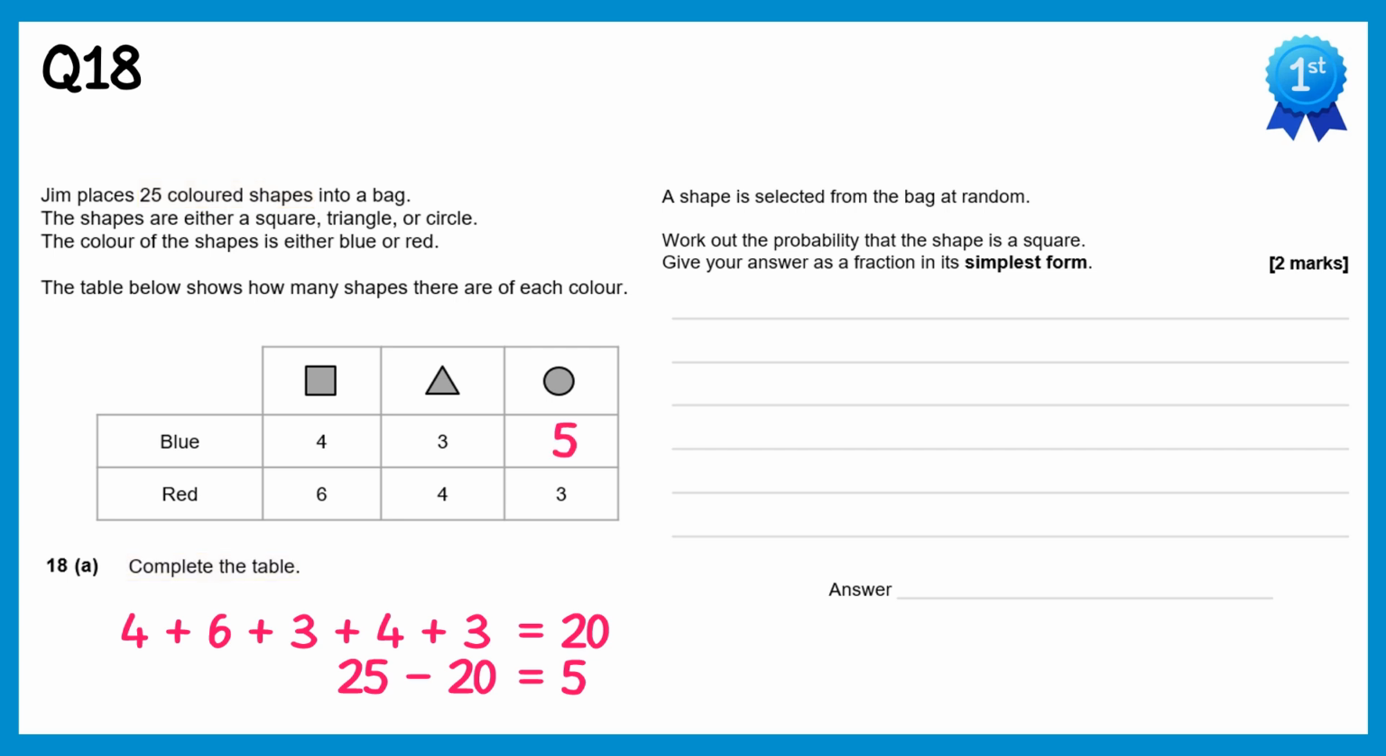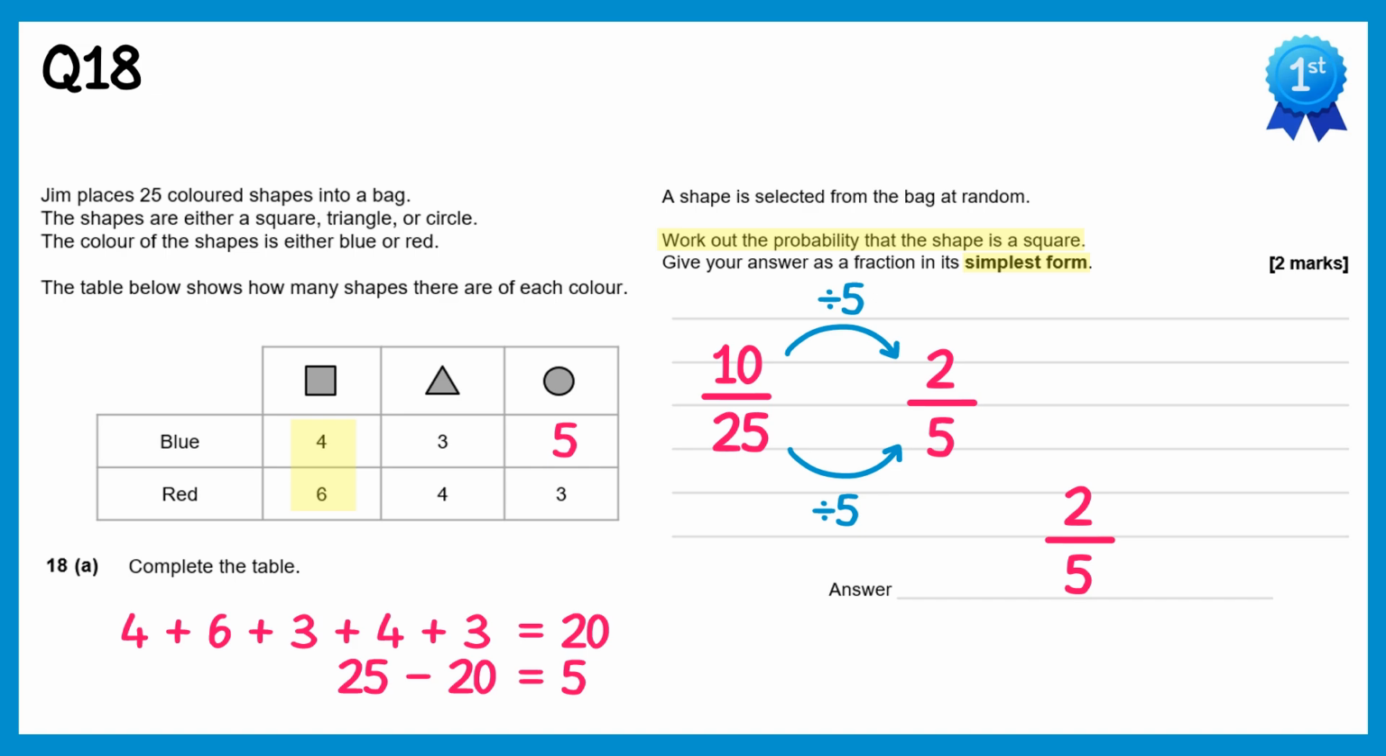For the next part we need to work out the probability that a shape selected at random is a square. So if you look at the squares, we've got 4 blue squares and 6 red squares, so in total there are 10 squares. We know there are 25 shapes altogether, so we've got 10 over 25. The question asks for this fraction in simplest form though, so if you divide both of these by 5, you get 10 divided by 5 which is 2, and 25 divided by 5 which is 5. So the answer is 2 over 5, or 2/5.